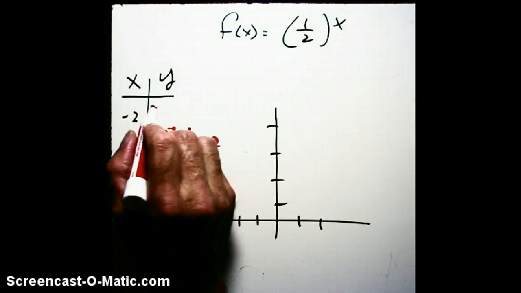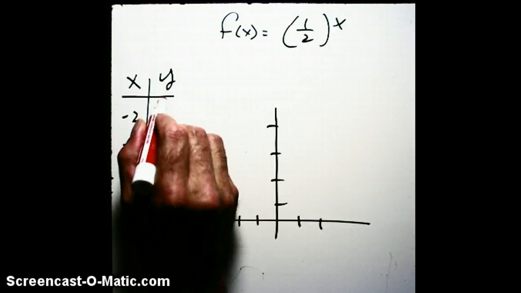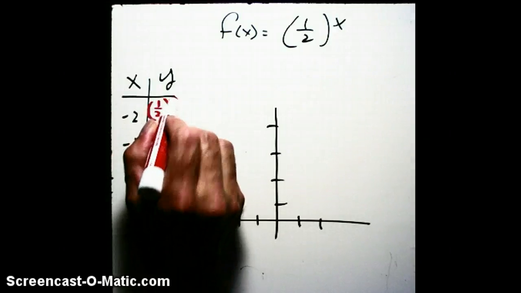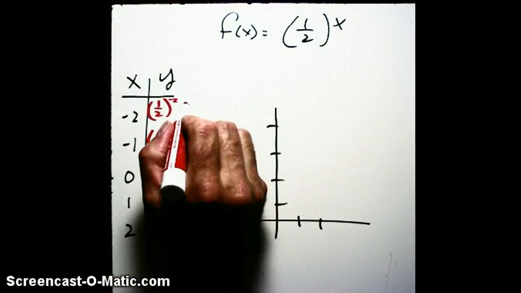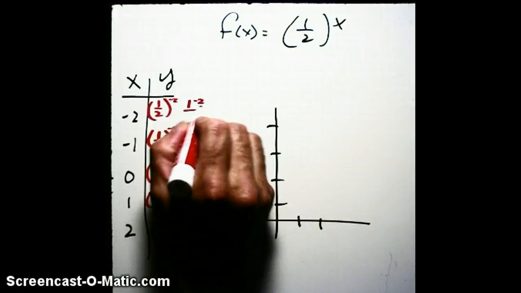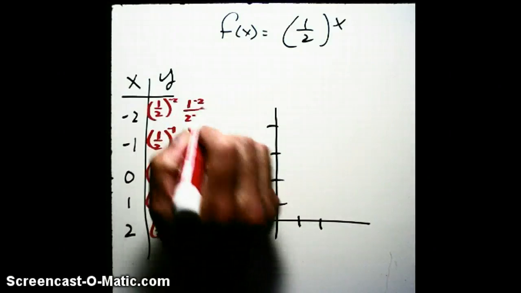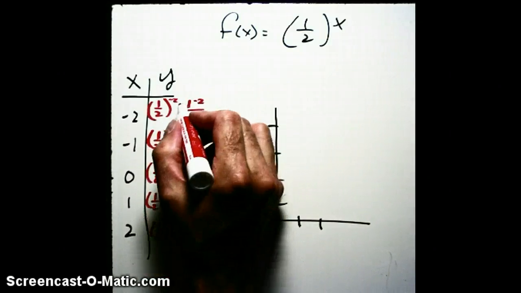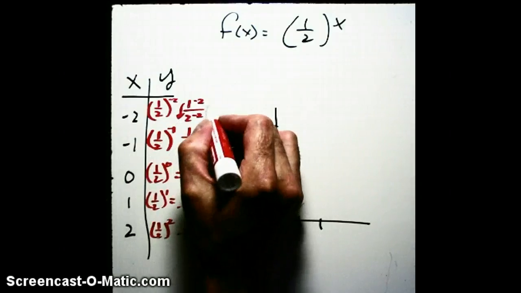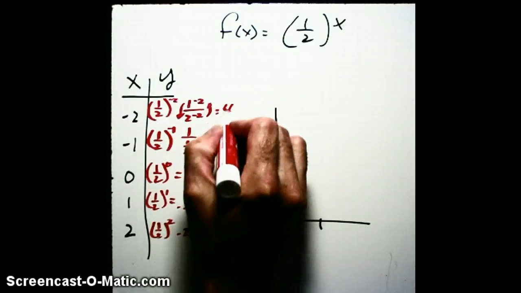So what about 1/2 to the negative 2 power? Another way to look at that is that's 1 to the negative 2 over 2 to the negative 2. And we need to move this down here, and we need to move that up there. So that's going to give us 4.